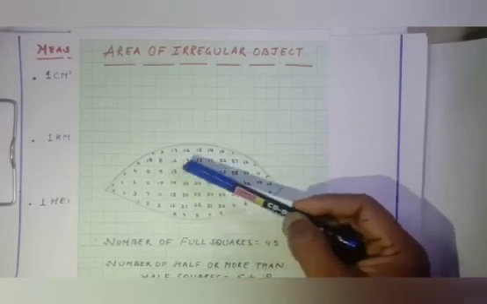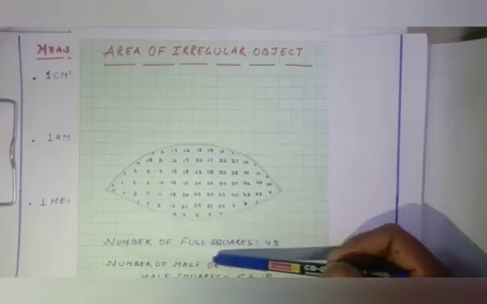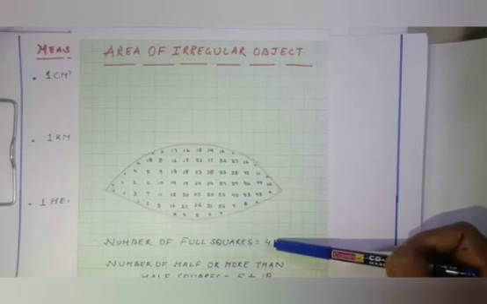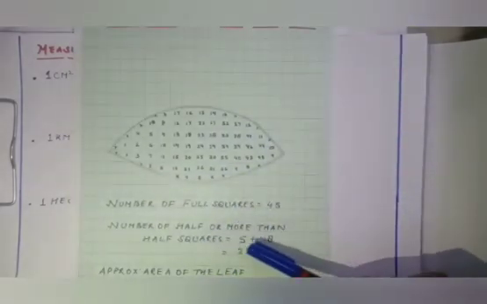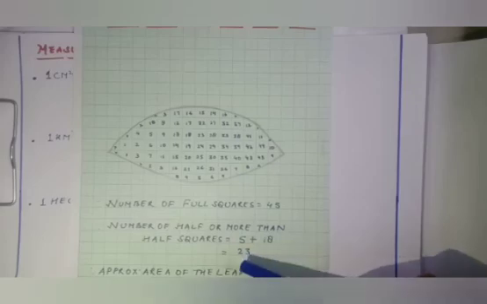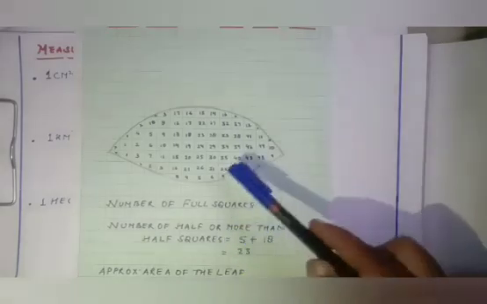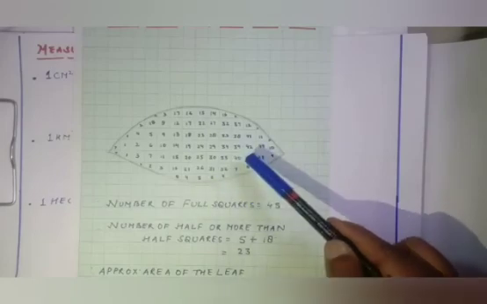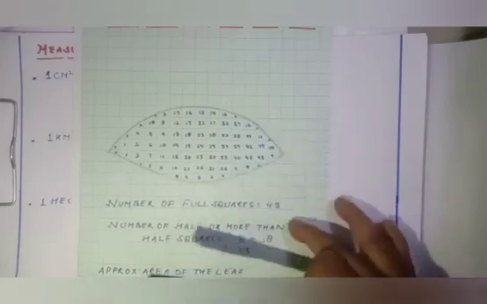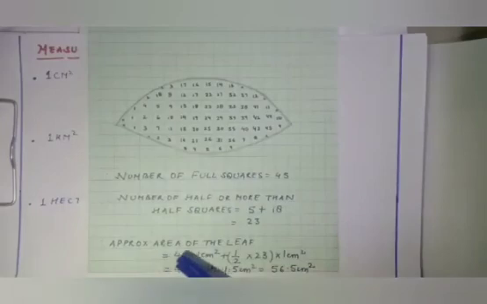So the number of full squares over here is 45. Number of half or more than half squares is 5 plus 18, that is 23. And we are going to ignore the squares which are less than half. So when I am going to find out the approximate area of the leaf, there is a formula.